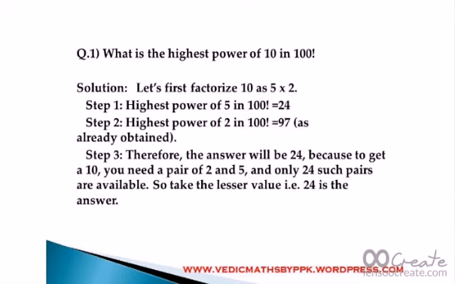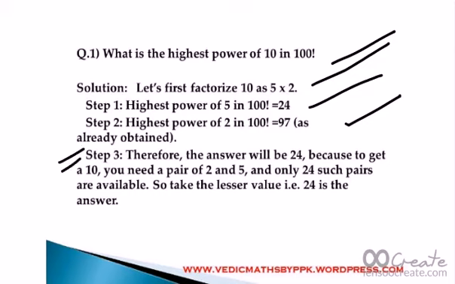Let's take an example. What is the highest power of 10 in 100 factorial? First of all, we need to factorize 10 into the two primes, 5 and 2. The highest power of 5 is 24, as mentioned earlier, and we can use the same method. The highest power of 2 in 100 factorial is 97. Step 3 states that the answer will be 24, because to get 10 you need a pair of 2 and 5, and only 24 such pairs are available. So take the lesser value of the two, that is 24 and 97. We take 24 as the answer.